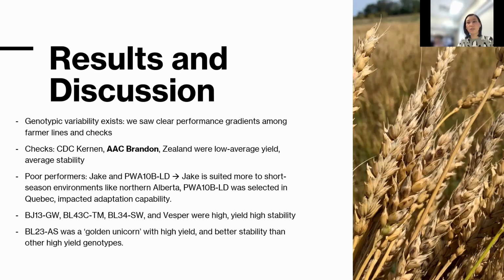So in terms of, if we were to put something forward for registration in terms of the data that we have, BL23AS may be a very good candidate. However, BJ13, BL43CTM, and BL34SW may also be very good candidates because they seem to react to better environments, and it may react to conventional conditions more so than the other lines. I'm not sure.